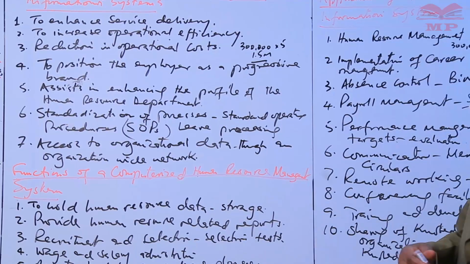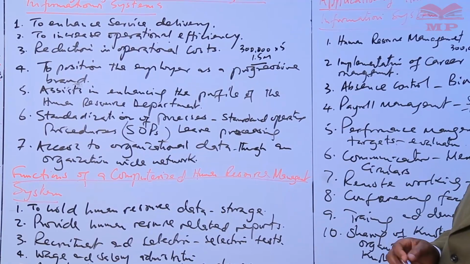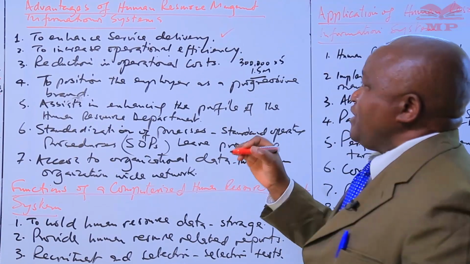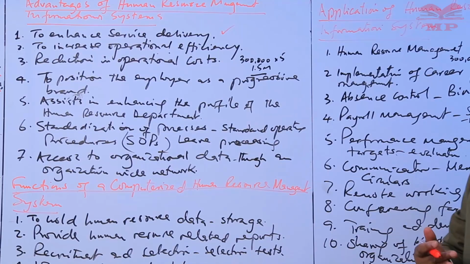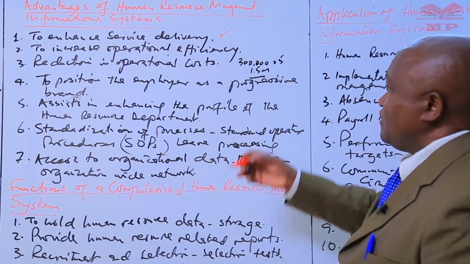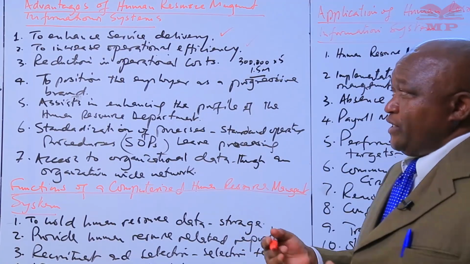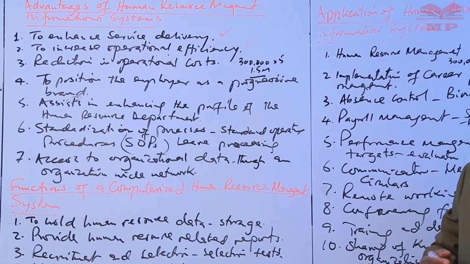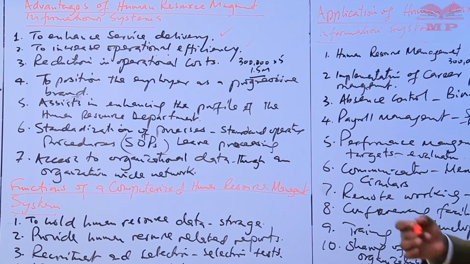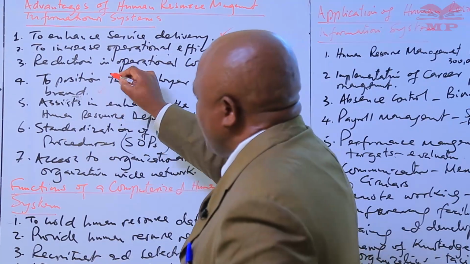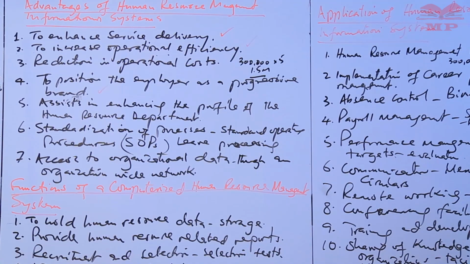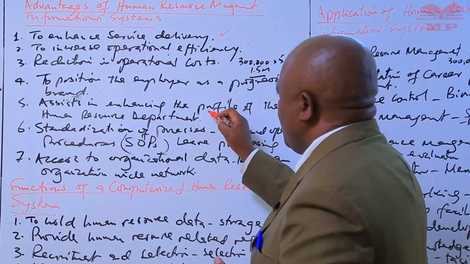And when we looked at the advantages of human resource management information systems, we indicated that 1, human resource management information systems help organizations to enhance service delivery to stakeholders. Number 2, to increase operational efficiency, especially where you have large organizations with many employees. Then 3, reduction in operational costs. Then 4, to position the employer as a progressive brand. Then number 5, another advantage of HRMIS is to assist in enhancing the profile of the human resource department.